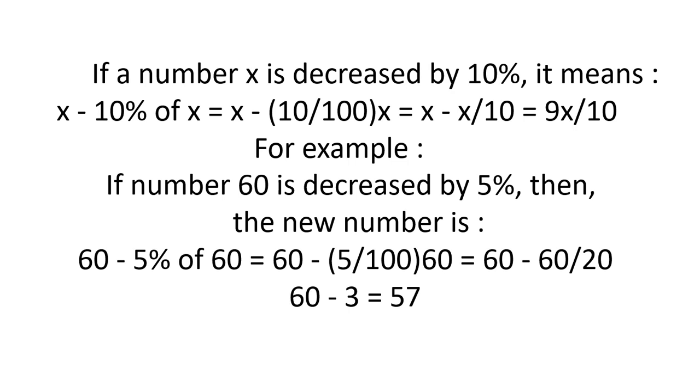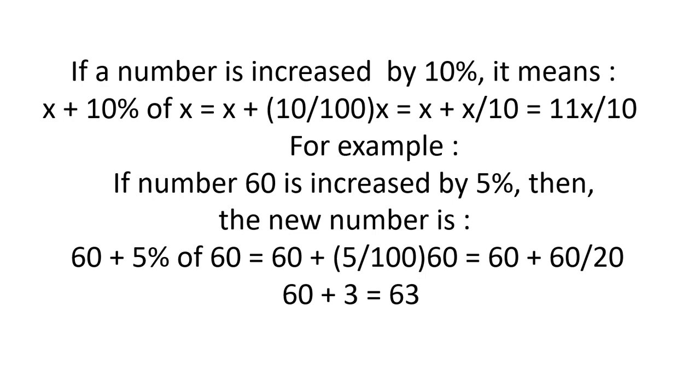For example, if the number is 60 and it is decreased by 5%, then the new number is 60 minus 5% of 60, which is equal to 60 minus 5 upon 100 into 60. 5 upon 100 becomes 1 upon 20. So 60 minus 60 upon 20. 60 upon 20 is 3. So 60 minus 3 is equal to 57. Thus, 5% of 60 is 3, and when it is decreased by 5%, the new number becomes 60 minus 3, which is equal to 57.